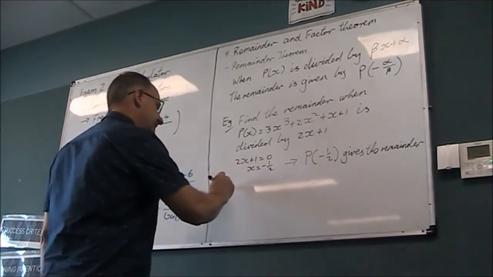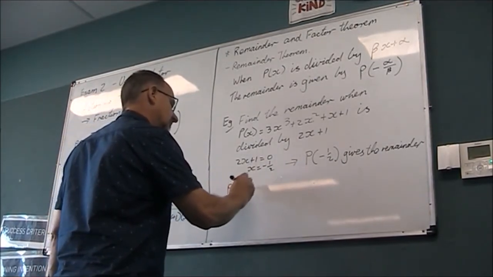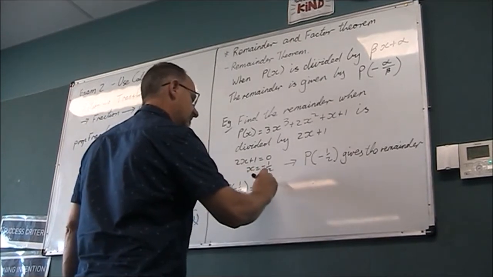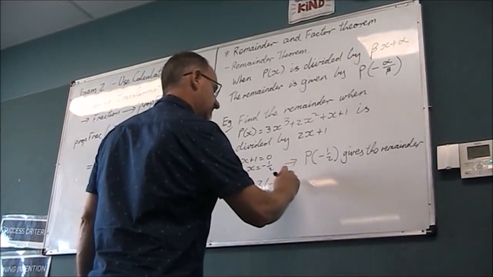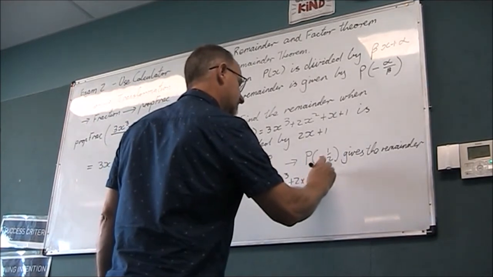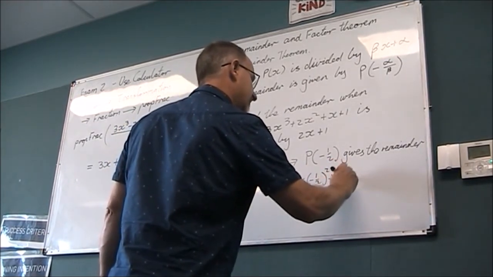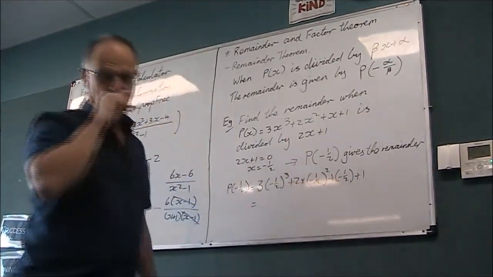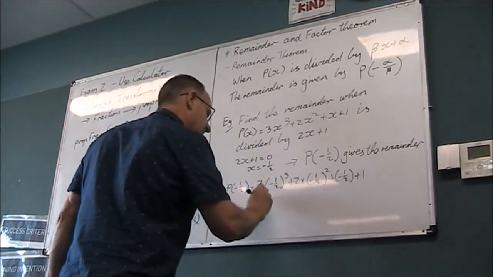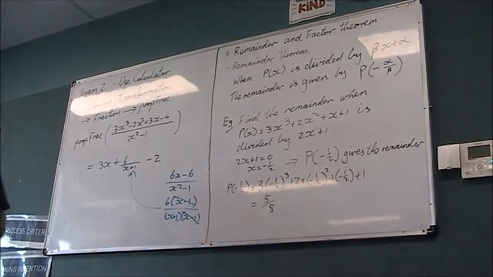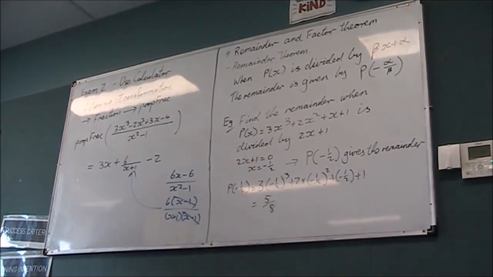So when we put in P of negative a half, we go 3 times negative a half cubed plus 2 times negative a half squared plus negative a half plus 1. And when we do that calculation, we get 5/8. So rather than doing long division or synthetic division, just to find the remainder, that would be handy.